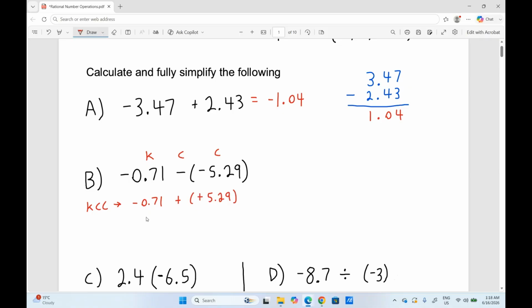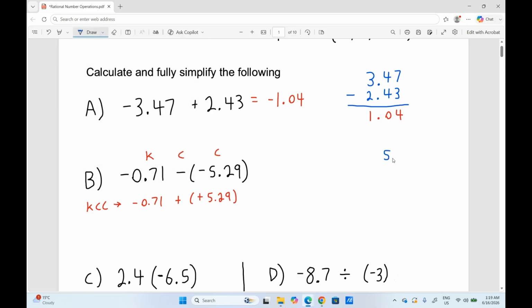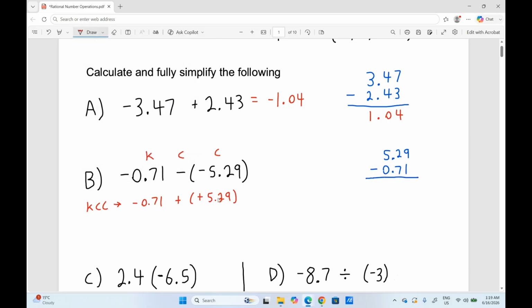And now I just add these together. And because my positive number is much greater than my negative number, I'm going to end up with a positive number at the end. So I'm just going to subtract these now. I'm going to write it out as 5.29. I line up the decimals, 0.71. I'll subtract and get a positive number, and I'm just going to keep my answer as a positive number because, once again, the positive number here is much larger than the negative number.